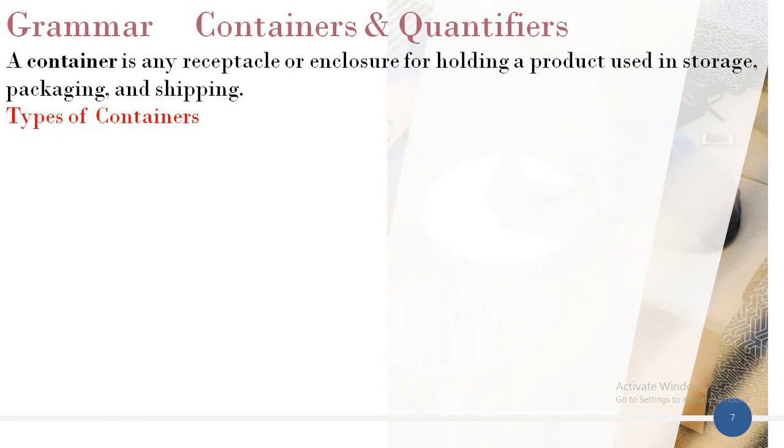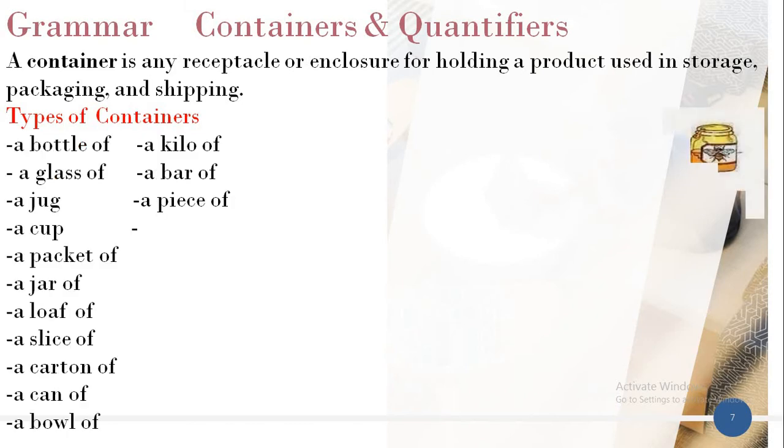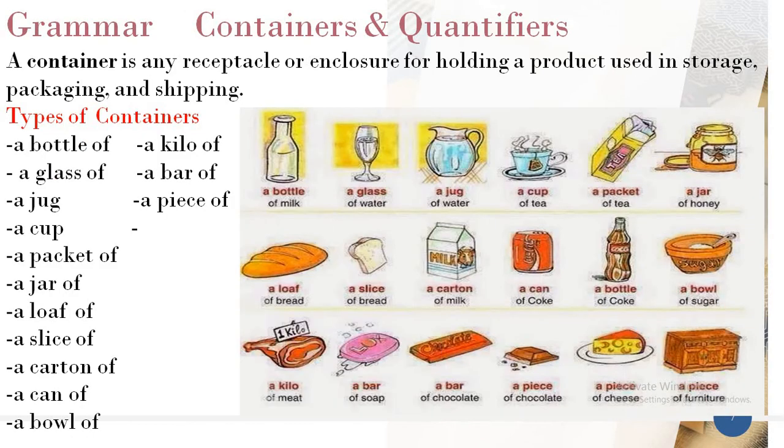Good. Now, let me give you types of containers for more understanding. And this time, I give you an example as a picture. So, look at the pictures. We have a bottle of milk, a glass of water. This word written in red is what we call a container.